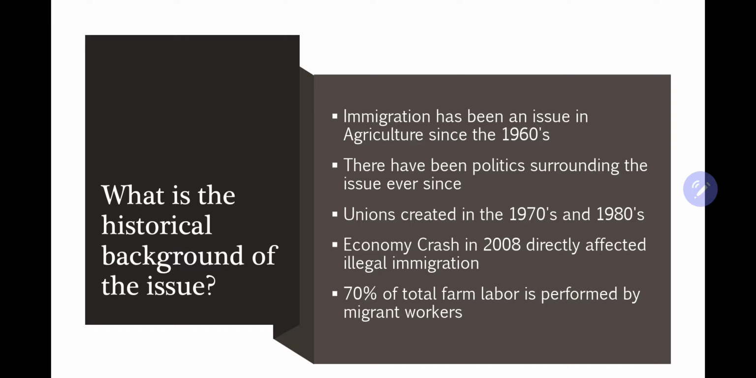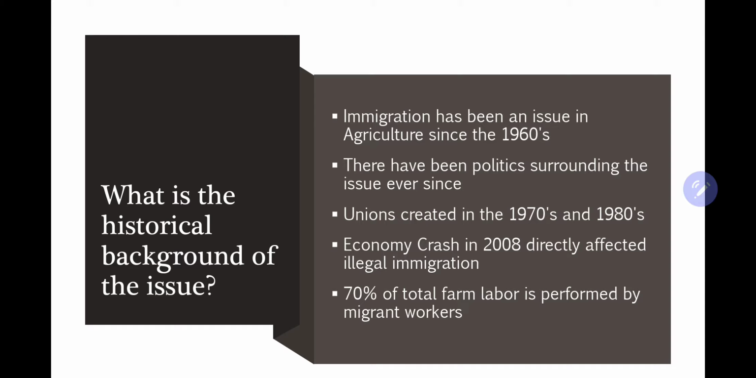So the issue that we're talking about is mainly immigrants from Mexico to the United States. It's been more of an issue since the 60s because we saw a boom in agriculture after World War II, and so ag producers needed help. They needed workers. They needed people to work the fields. They needed people to help maximize their production. So that's where these immigrants started coming in. And ever since then, there's been some politics surrounding it. There always is.